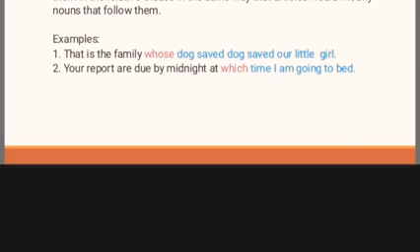So the relative clause there, at which time I'll be going to bed, is a relative clause that modifies the midnight, and it is introduced by a relative determiner, which is which. The which there is also modifying the time, telling us what time. I get it now. Which time functions as a determiner. Hope that is clear. So that's that about the relative clause.